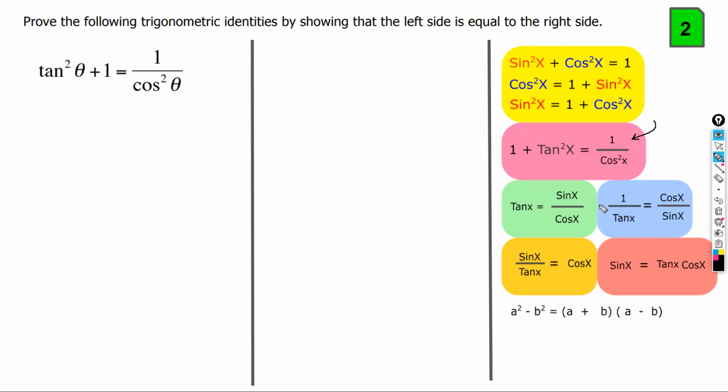So I think you all know what to do in the first place. We have to call one side the left-hand side, and one side the right-hand side. We're going to pretend that this pink formula doesn't exist, and we're going to do this question the hard way.